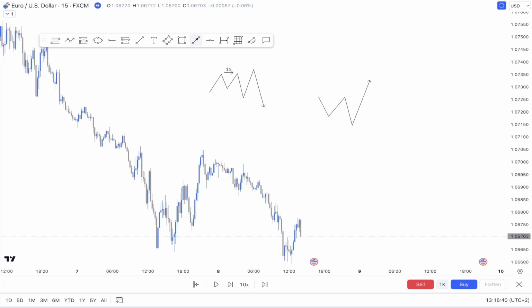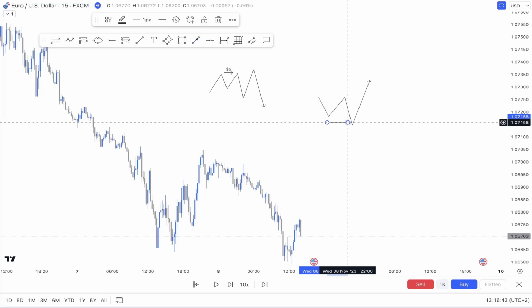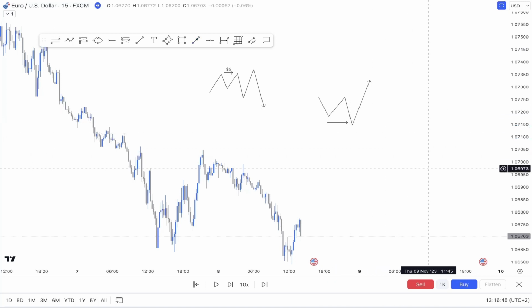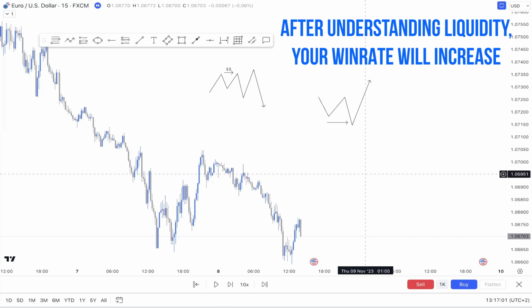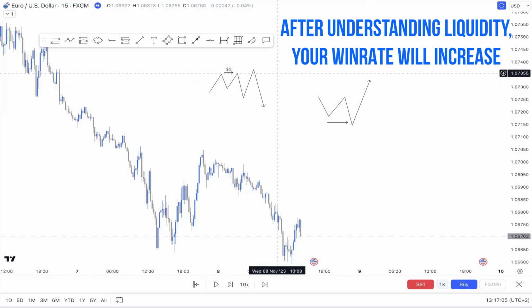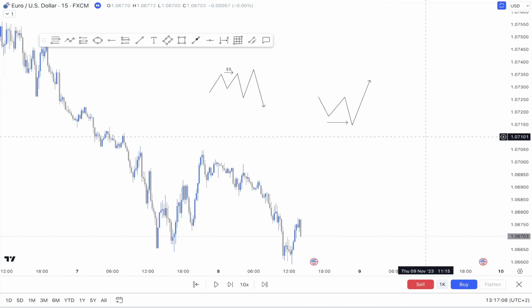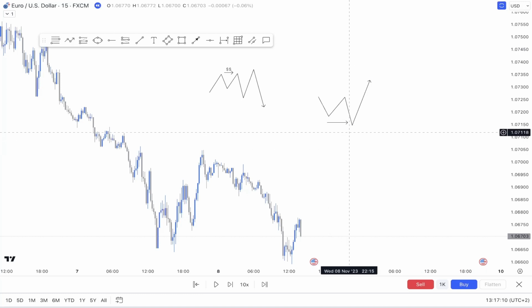But once I understood this concept, I started applying it, and my win rate started to be a lot better, and I didn't find myself trapped into these fake outs anymore. Because I was understanding that there's liquidity sitting above a high or below a low, and I was waiting for the liquidity sweep, either to the downside or to the upside.